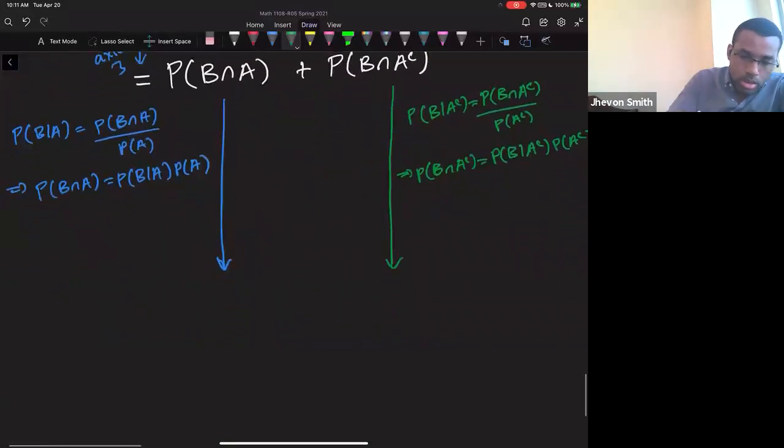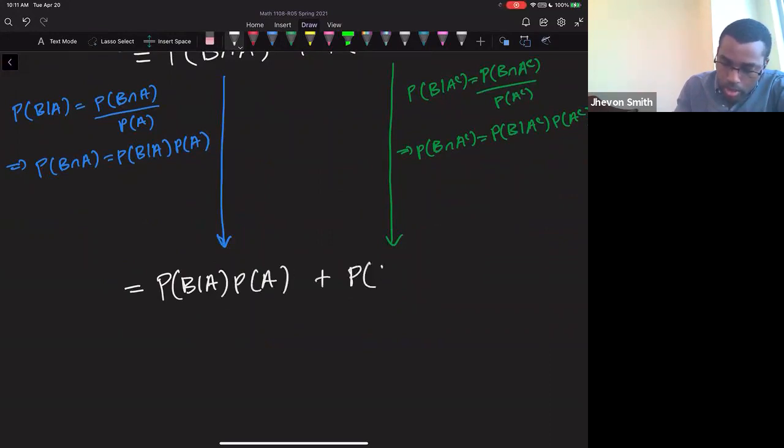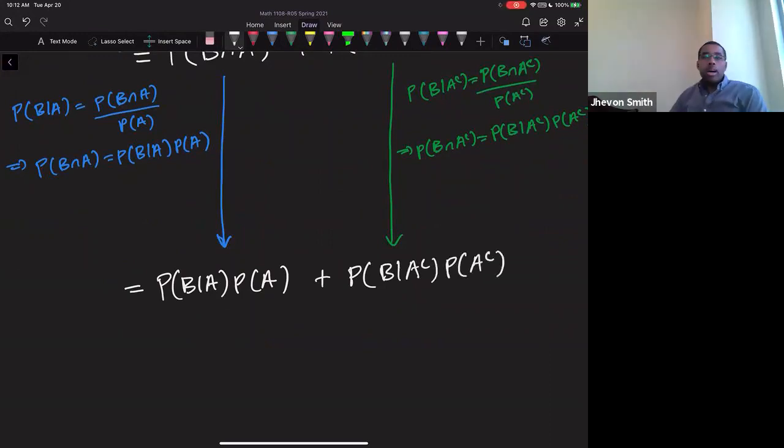So then this formula becomes the following. I can write this as the probability of B given A times the probability of A, plus the probability of B given A complement times the probability of A complement. So the event B can occur given that A has occurred, or it can occur given that A has not occurred. It can occur in either situation in general. And that's what that statement is saying.